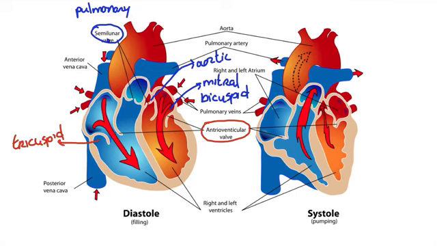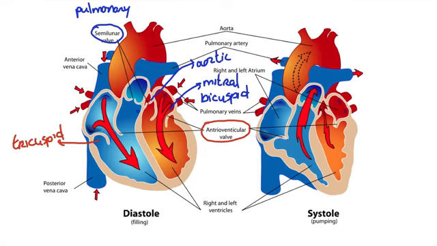Now, the special thing about valves is that they allow blood to flow in one direction. So here you can see blood can flow into the ventricle, but it can't flow back. If it tries to flow back, these valves are going to shut.